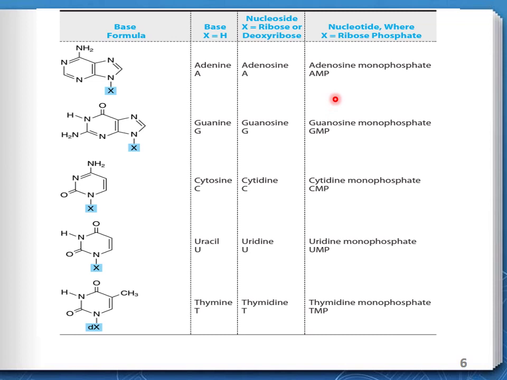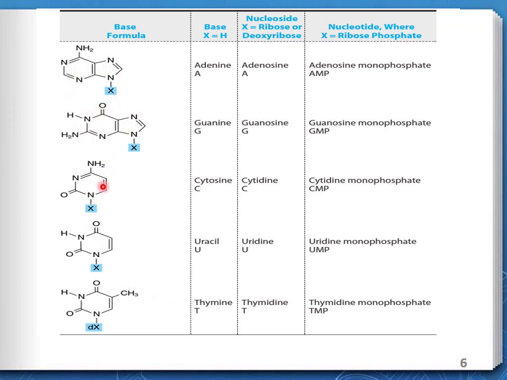So the nucleotide of adenine is called adenosine monophosphate. The nucleotide for guanine is called guanosine monophosphate. For cytosine, cytidine monophosphate. For uracil, uridine monophosphate. For thymine, thymidine monophosphate. Okay, this is the structure of a nucleoside.